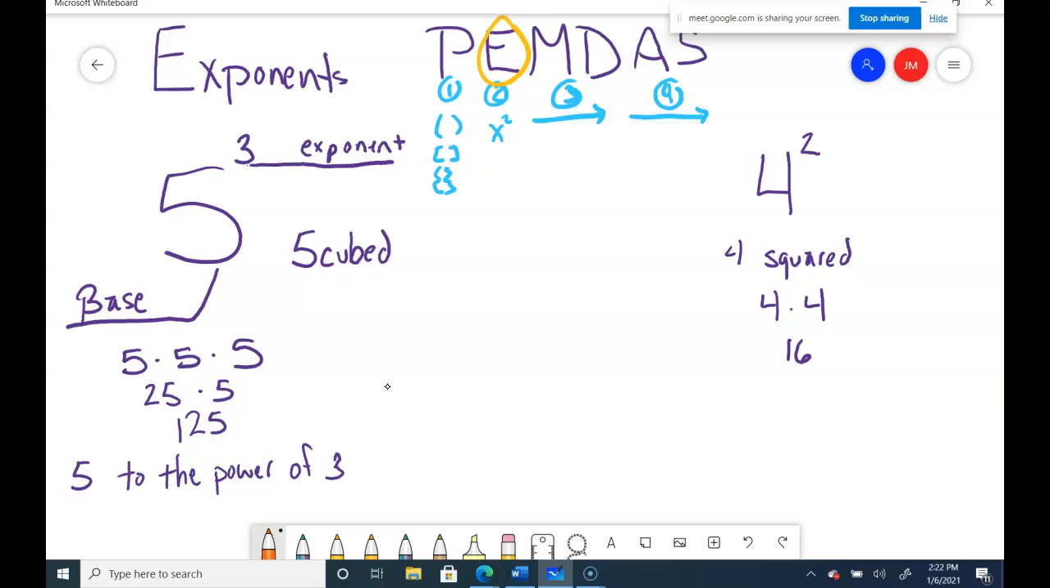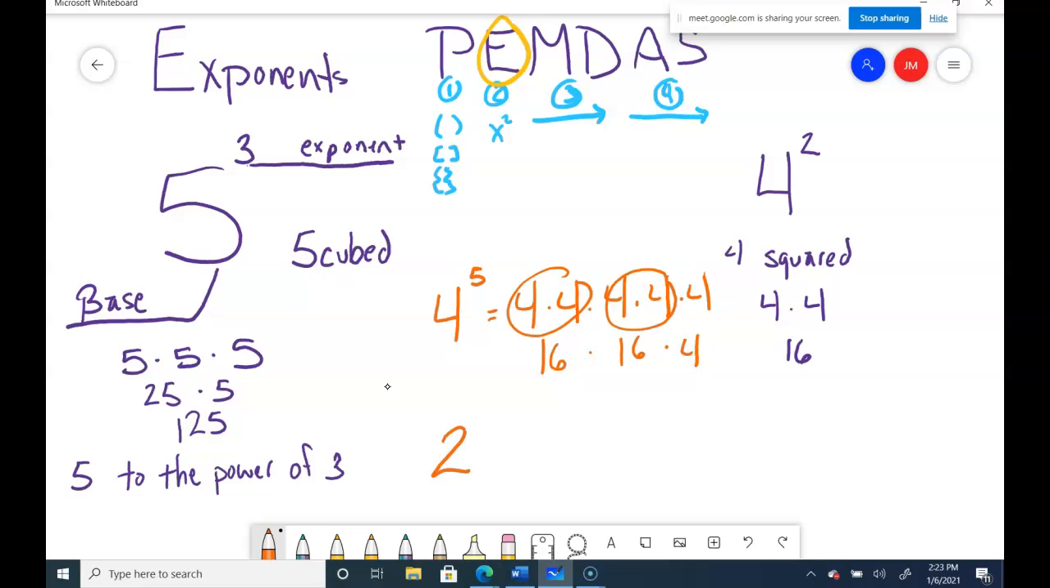Okay. So 4 times 4 times 4 times 4 times 4. So that would be 4 to the power of 5. And I would group those, and I would do 16 times 16 times 4, because I'm grouping these two and I'm grouping these two. Does that make sense? Yes, no? Yes. Okay. So that is 4 to the power of 5. We're not going to finish that. We're going to do fairly easy stuff.